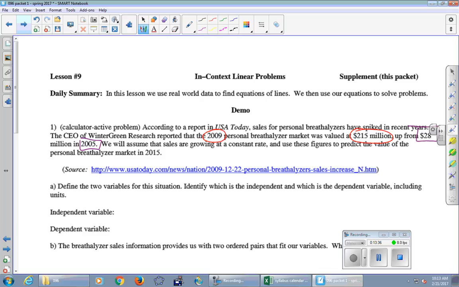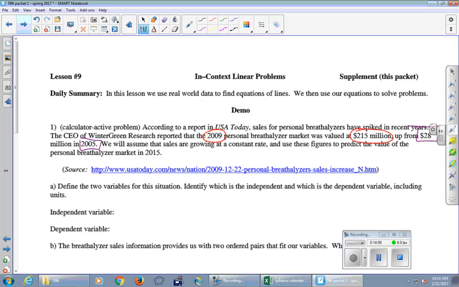Okay, that's good. And then the other one, 215 million and 28 million. What is that? It is measured in dollars, but what is it counting? It's sales, right? It's the value of the breathalyzer market, whatever that means. So we've got time and we've got value, and we have to make sure we know which one is which, independent and dependent. If time is involved, it is almost certainly which one? The independent variable. If time is involved, it is almost certainly the independent variable.